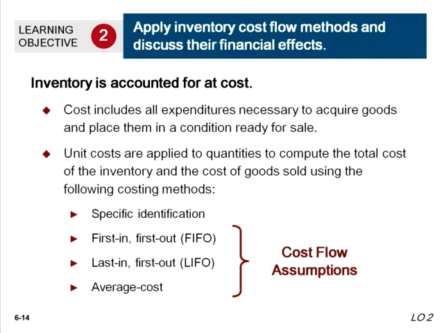We will spend a brief amount of time on specific identification because that's used for low volume, high cost units, and those units are typically customized. First in, first out, last in, first out, and average costs are used for mass-produced goods.